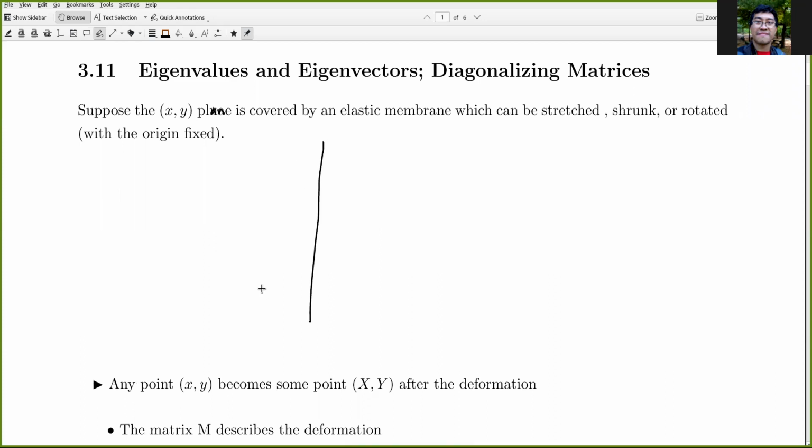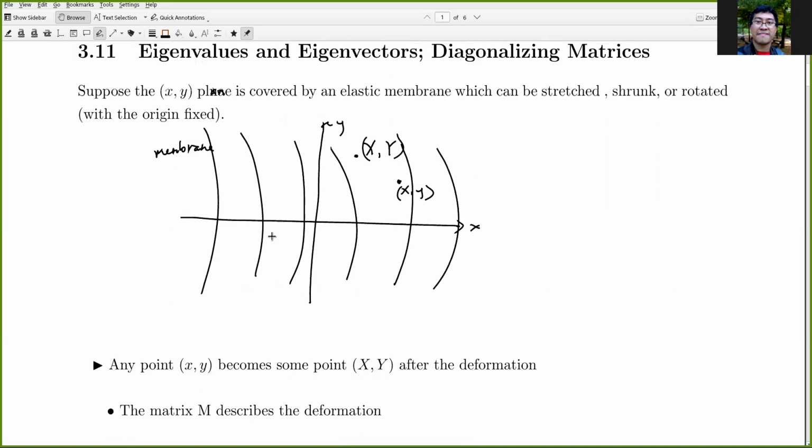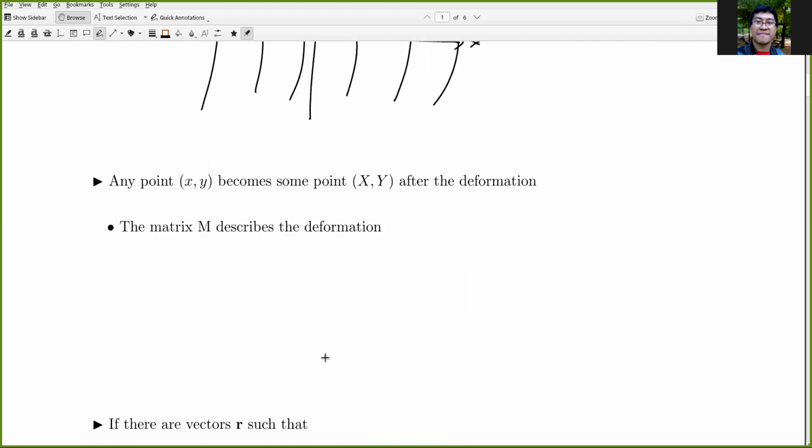So suppose this is an XY coordinate system, and this is covered by some membrane. It can be stretched, shrunk, or rotated. So any point x, y can become some point capital X, Y after these possible deformations. The matrix M describes the deformation.